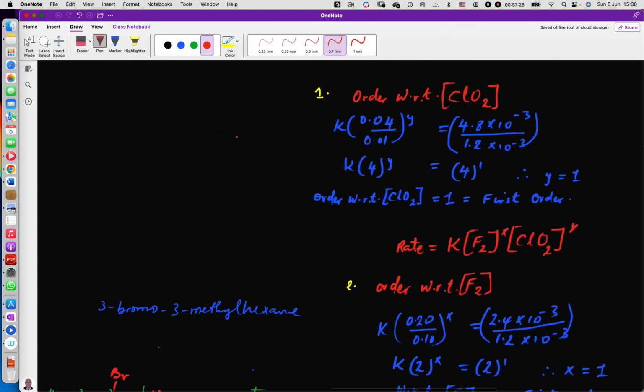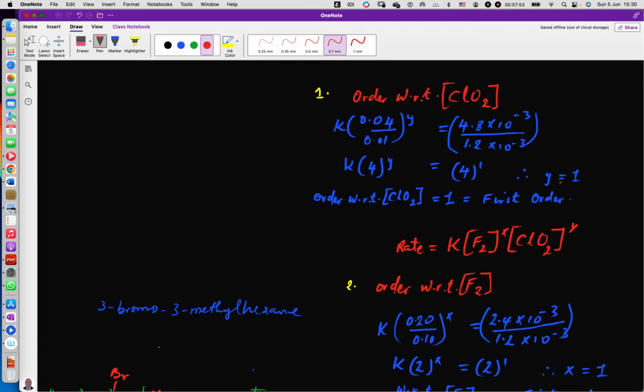With respect to this, 0.04 divided by 0.01 to the power y, this is the y that we're talking of, equals 4.8 times 10 to the minus 3 divided by 1.2 times 10 to the minus 3. When we divide this by this, we will have 4 to the power y equals 4 to the power 1. They have the same base, therefore y equals 1.